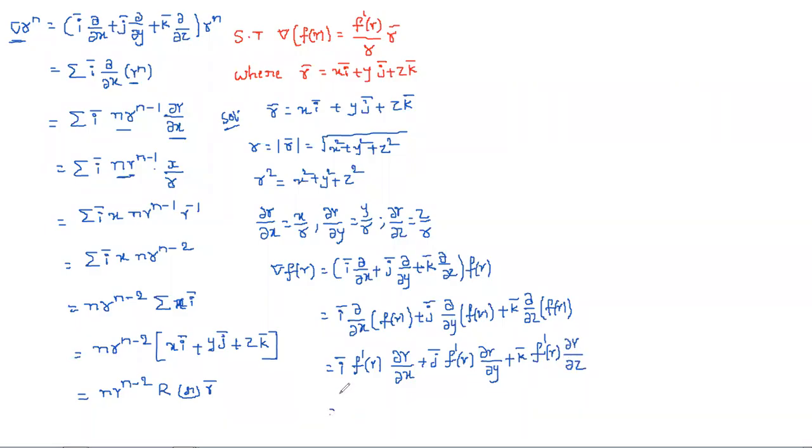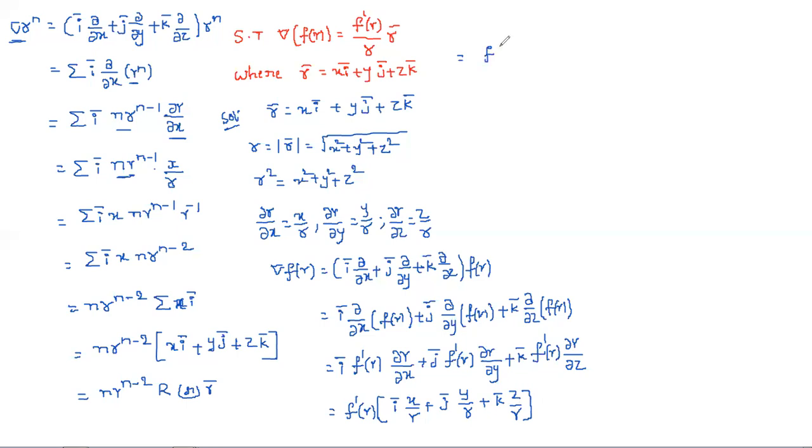So this is equal to, if you observe each and every term, f dash of r is the common one. So we took that as common. And what about the remaining, I into dou r by dou x, that we already calculated, that is nothing but x by r, and dou r by dou y is nothing but y by r, and dou r by dou z is nothing but z by r. So I into, now here, if you observe each and every term, r is the common one, right?